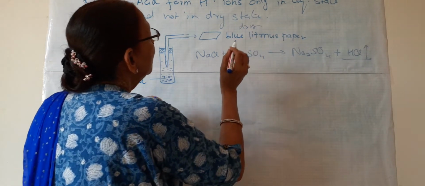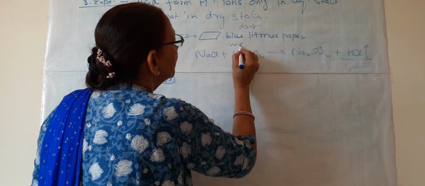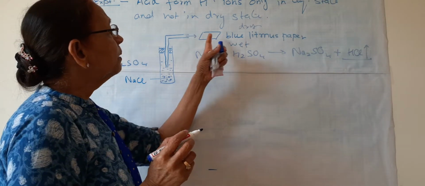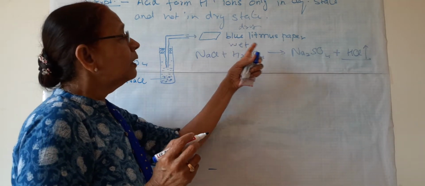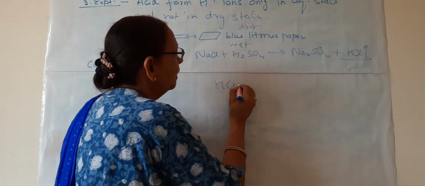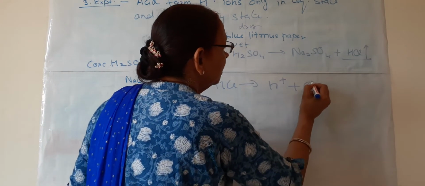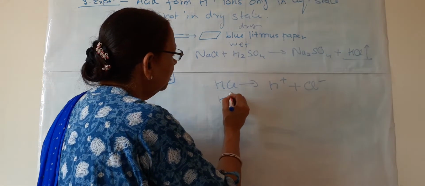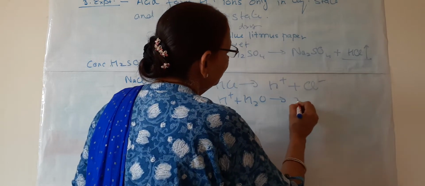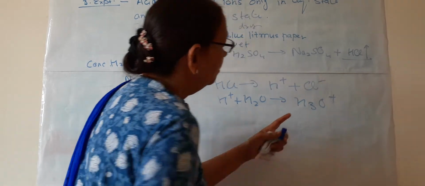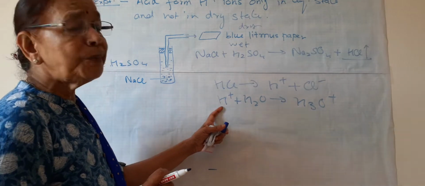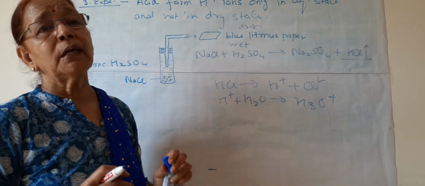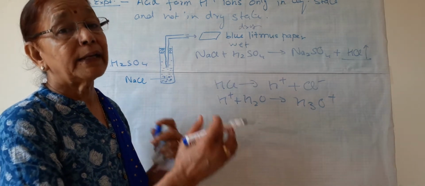What do we do next? If we wet this litmus paper with water, what happens? This HCl gas which is coming to the wet litmus paper is now dissociated into H ions and chloride ions. So now H ions are formed, and all of you know that with water they will form hydronium ions. So these hydronium ions, or H plus aqueous, are formed in the wet litmus paper and now the color of the litmus paper turns red.